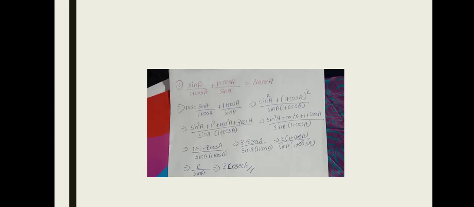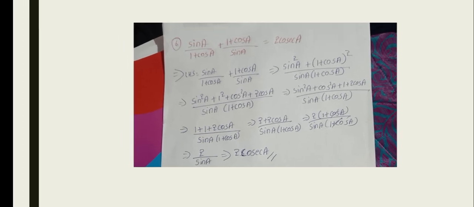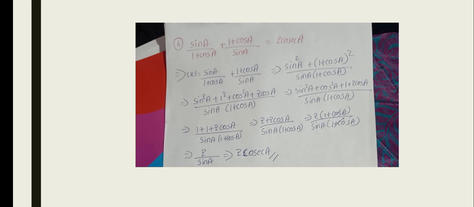Next we will go for another question. This one we did not continue, I think. This one is sin A divided by 1 plus cos A plus 1 plus cos A divided by sin A equals 2 cosecant A. I think this also we have done, right?